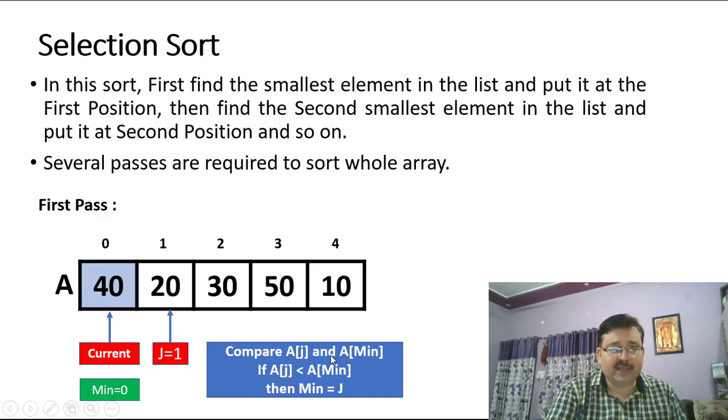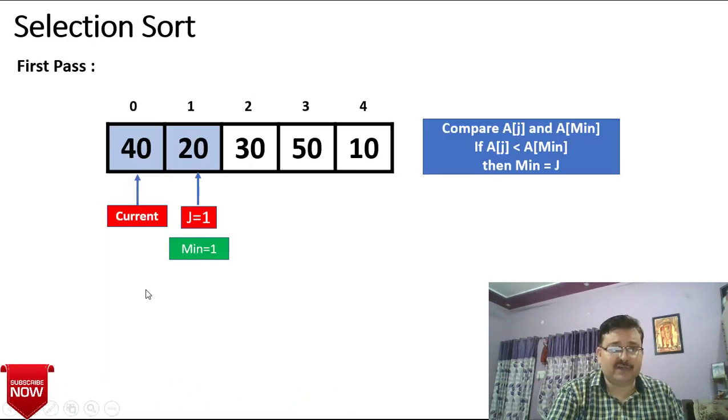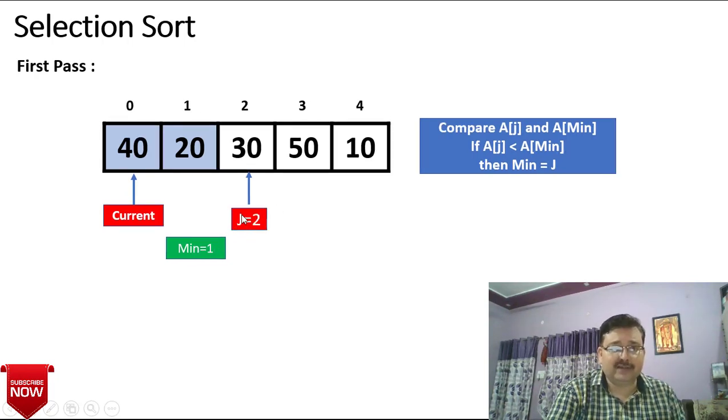Now compare A[J] and A[minimum]. A[J] means 20 and A[minimum] is 40. So 20 is less than 40, which means this condition is true. Then we have to shift the minimum to this position. Now the minimum is the element located at index 1, so we increase this by 1. So now the minimum is shifted. Clear? So we have just compared two elements, set the variable minimum to 1, and incremented the variable J by 1.